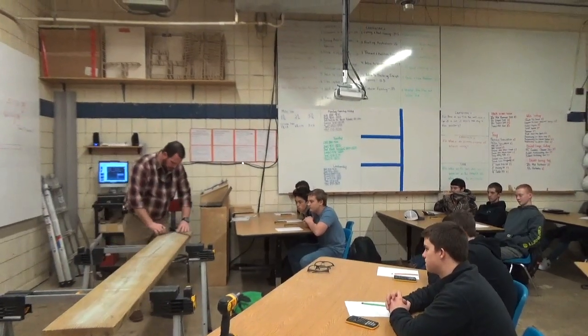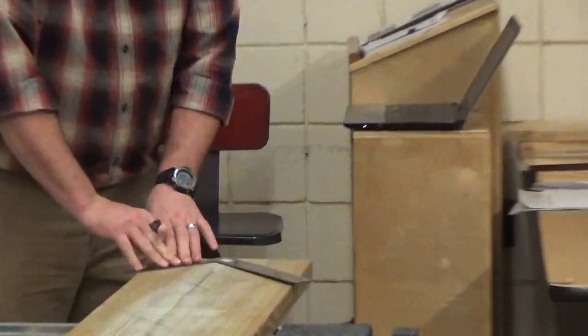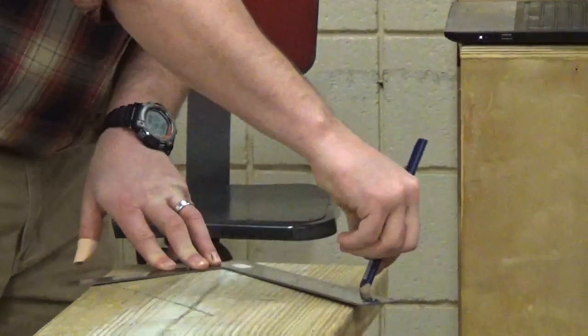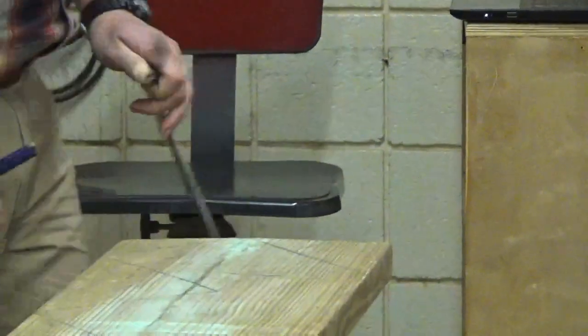Down here, what does this represent? What do I have? What does this represent down here? What's the kicker board going to sit on? Ground. This is the ground.